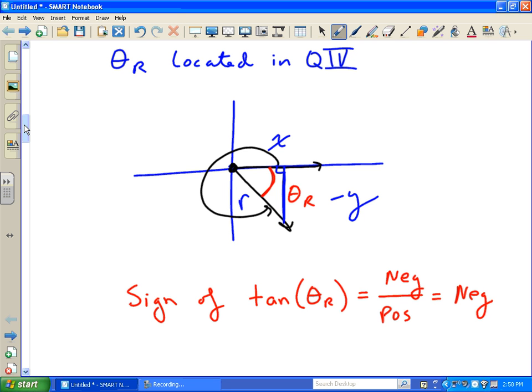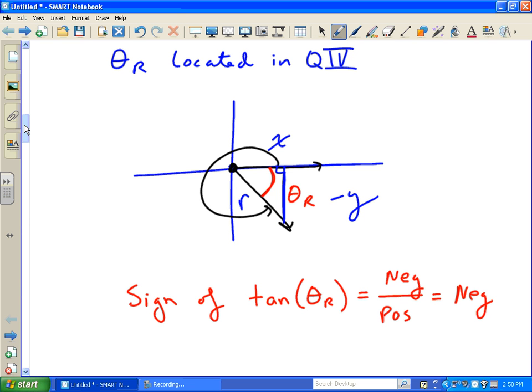In the text, they may encourage you to memorize which quadrants certain trig functions are positive in. I'm going to discourage you from doing that. The less you can memorize and the more you understand, the better off you're going to be.